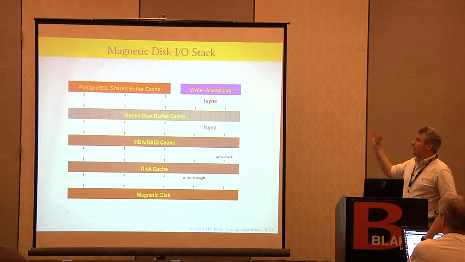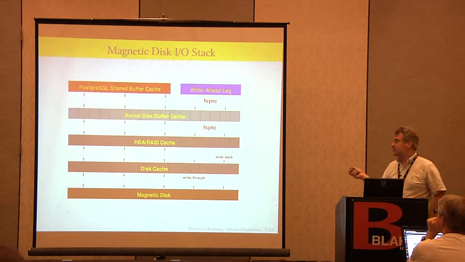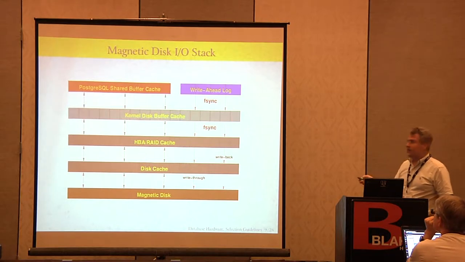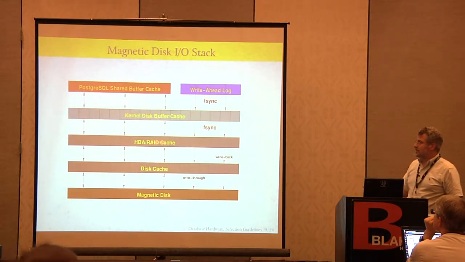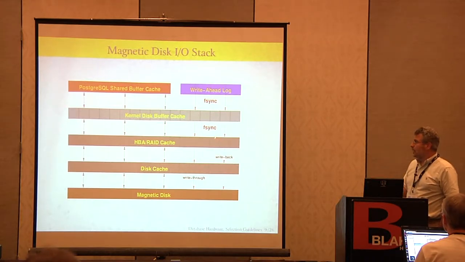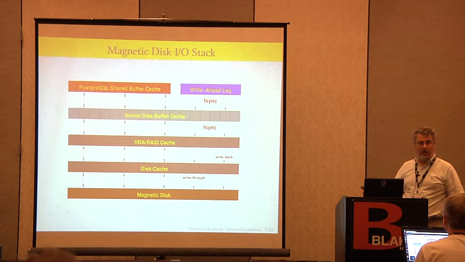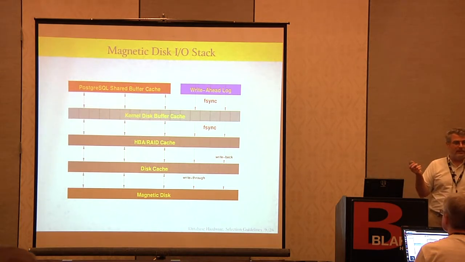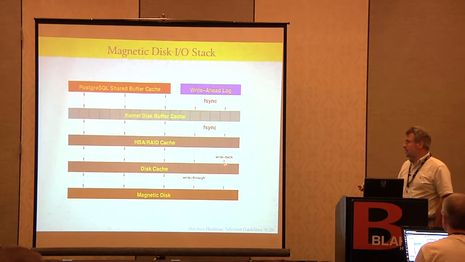So this is really the way the magnetic disk stack works. I've broken it out a little bit. We still have the write-ahead log, the kernel buffer cache, and the magnetic disk, but I've split it out. Under the kernel is typically an HBA controller, host bus adapter. Could be a RAID controller, which is typical in enterprise machines. Underneath that you have a disk cache, which is on the same device as the disk drive. But again, it is a cache, so it's some memory sitting on the drive. Some of them are like a gig. Some of them are pretty big for the larger drives.